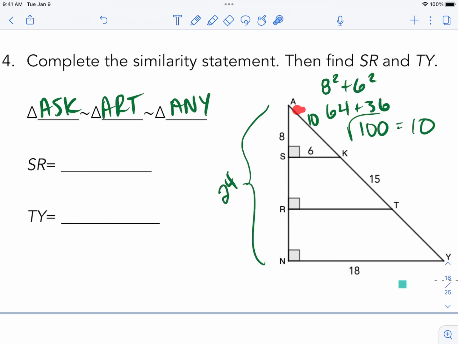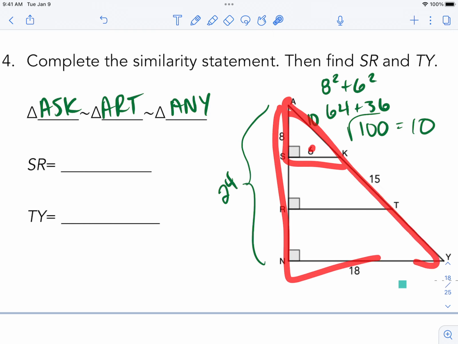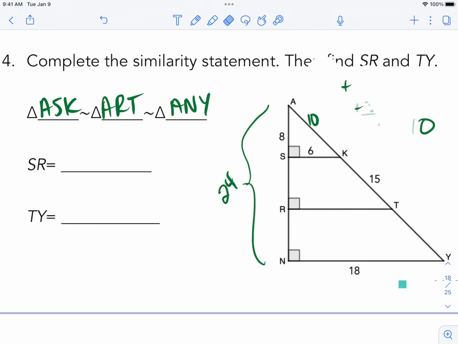Well, now I know that if this has a length of 10, and we already know that from the small triangle to the big triangle is a scale factor of 3, then I can just take 10 times 3, and that would be 30. And so this whole length from A to Y is 30. Well, if I know this is 10, this is 15, that's 25, and the whole thing is 30, so that means this is 5. So TY must be 5.